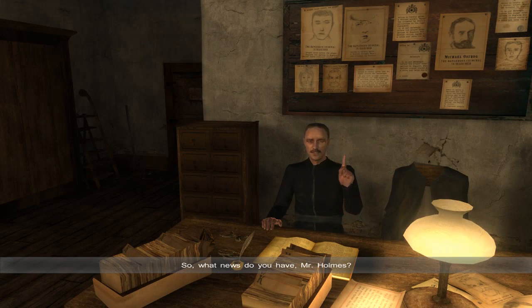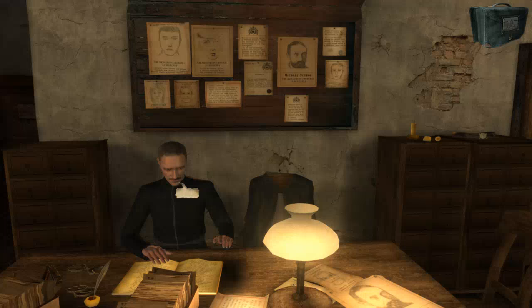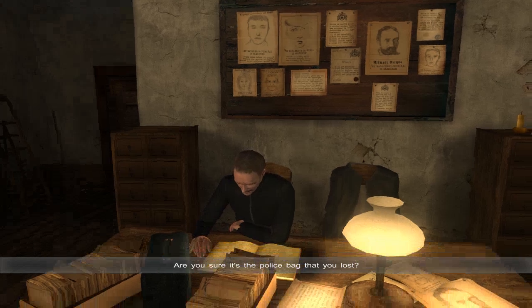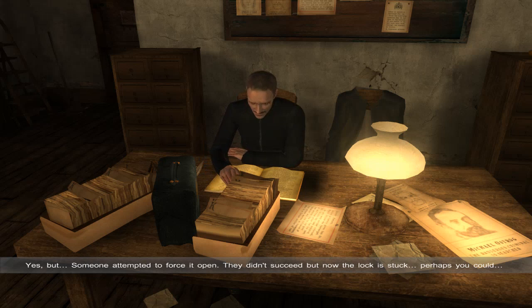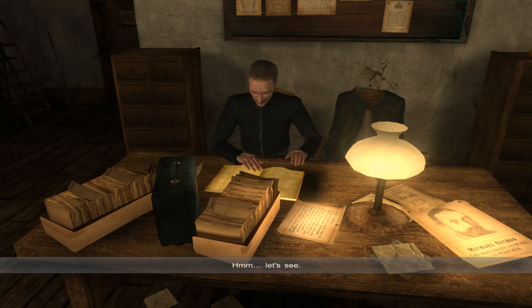What news do you have, Mr. Holmes? Are you sure it's the police bag that you lost? Yes, but someone attempted to force it open. They didn't succeed, but now the lock is stuck. Perhaps you could... Let's see.